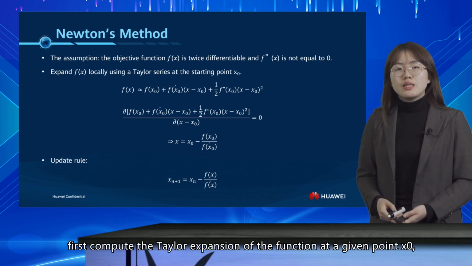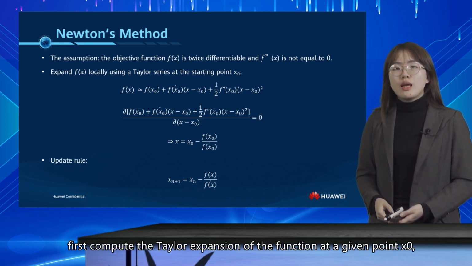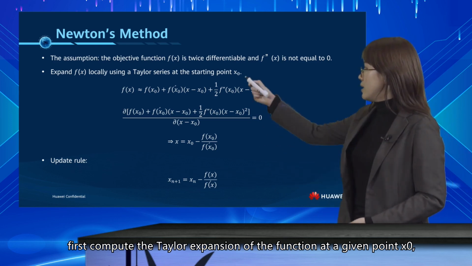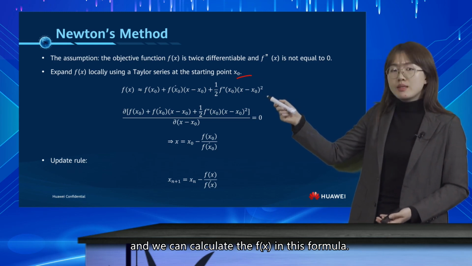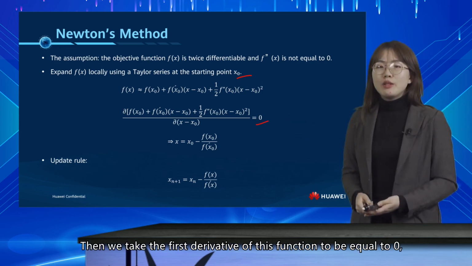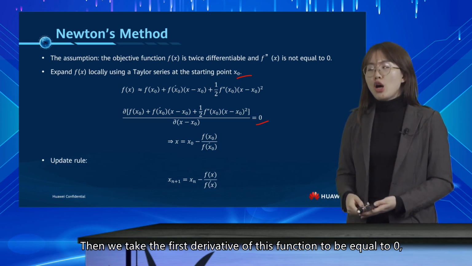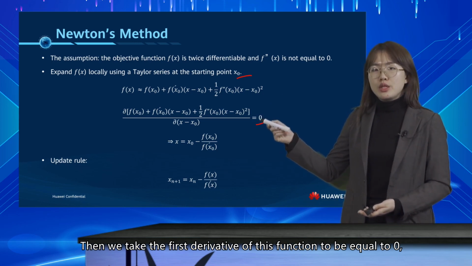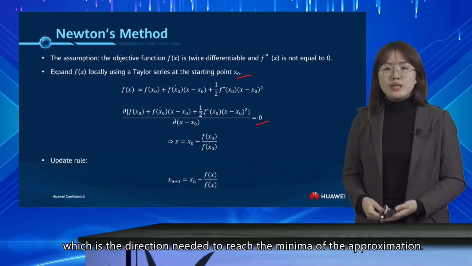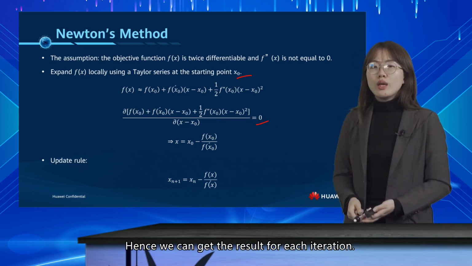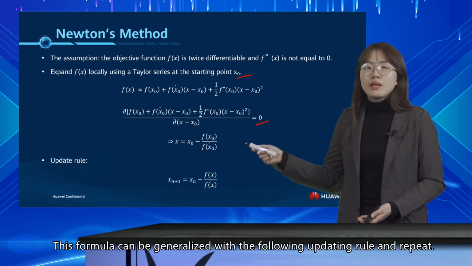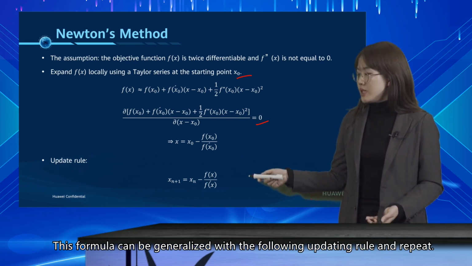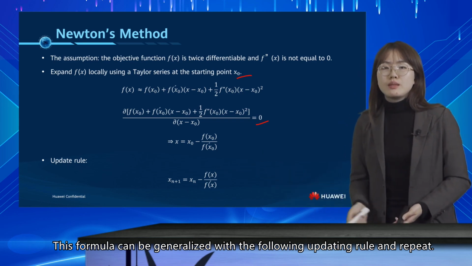First, compute the Taylor expansion of the function at a given point x0. And we can calculate the f(x) in this formula. Then we take the first derivative of this function to be equal to 0, which is the direction needed to reach the minima of the approximation. Hence, we can get the result for each iteration. This formula can be generalized with the following updating rule and repeat.